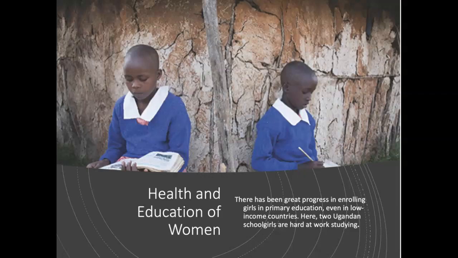So this is just a picture from your textbook showing the health and education of women. There's been great progress in enrolling children in primary education, even in low-income countries. And this is one of the Sustainable Development Goals that is looking specifically at the enrollment of young girls in school.